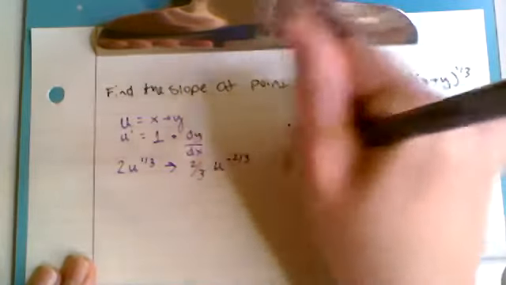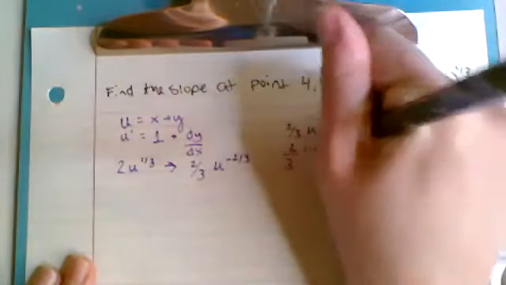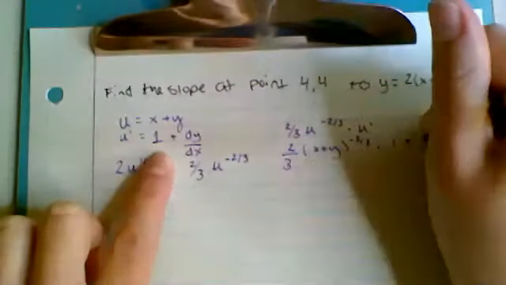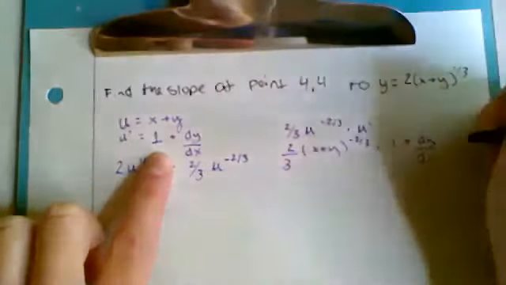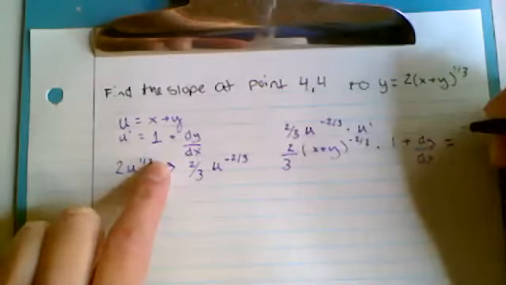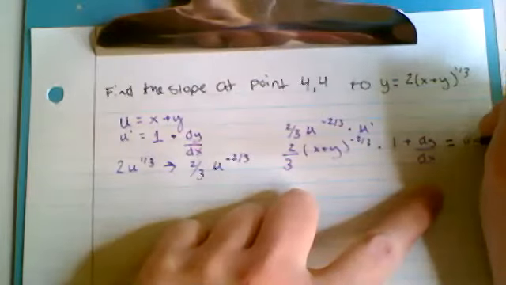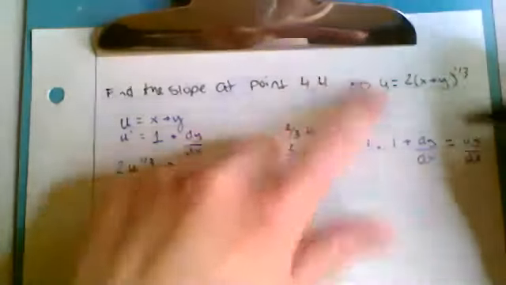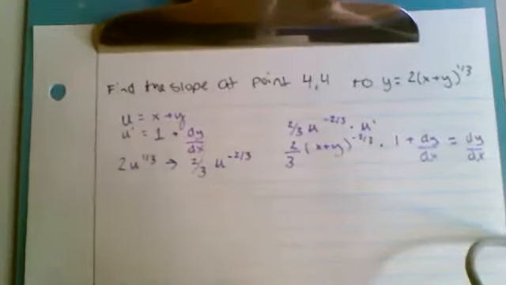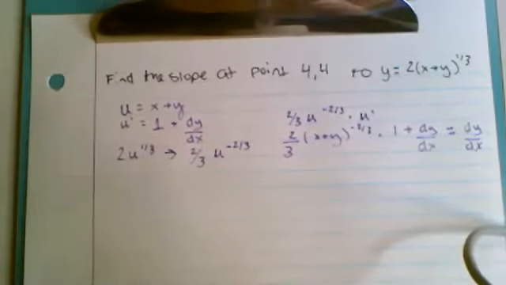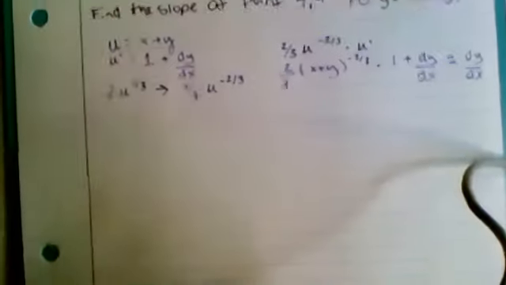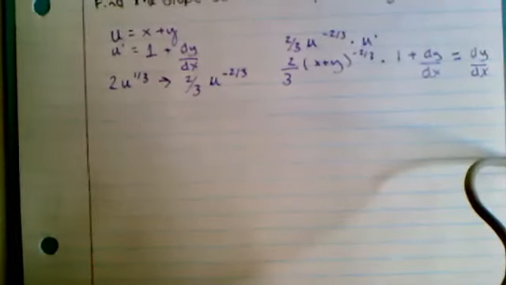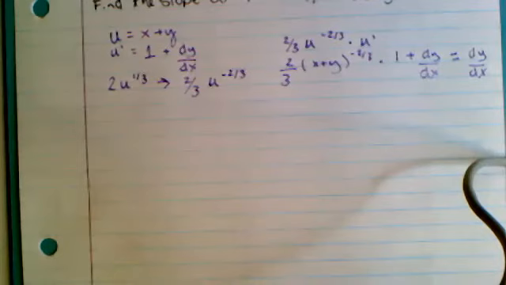So let's substitute everything back in. x plus y to the negative 2/3 times u prime, which is 1 plus dy dx, and that is equal to dy dx. And why is that equal to dy dx? From this y. Oh, that's really blurry. Still a little bit blurry. It's not horrible, but it's not the best.